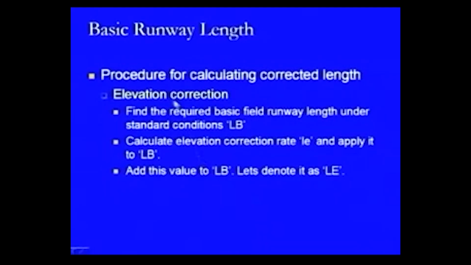So, how we will be doing this: first of all, we go for the elevation correction. We find the required basic field runway length for mean sea level under standard conditions, and say that is LB. Then we calculate the elevation correction rate, small le, and apply it to LB, and this will be the new value of the length of the runway strip, say LE. So, LE is nothing but LB plus small le.